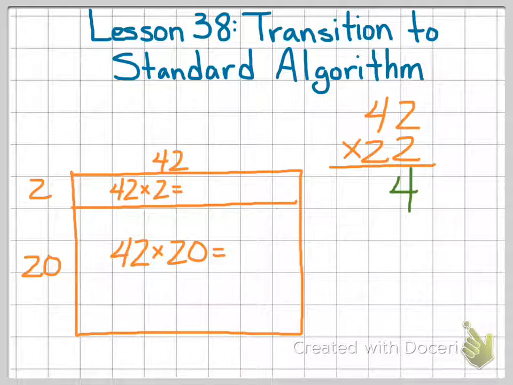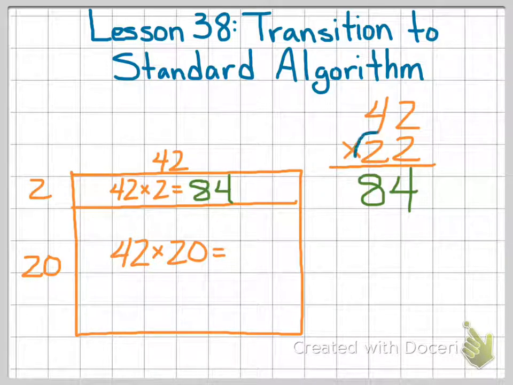So 2 times 4 is 8, and we think of our area model here, and we know that 42 times 2 is indeed 84 units. So the area of that upper rectangle, 2 times 42, is 84. Then we're going to look at the lower rectangle, and that is representing 42 times 2 tens, or 20.